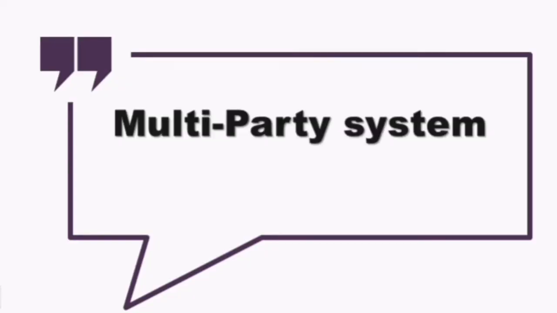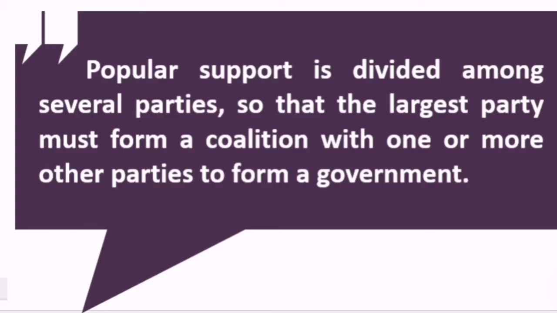Multi-party system. A multi-party system is where popular support is divided among several parties, so that the largest party must form a coalition with one or more other parties to form a government. In this political party system, multiple parties are given a chance to gain control over the government, either separately or in a coalition.